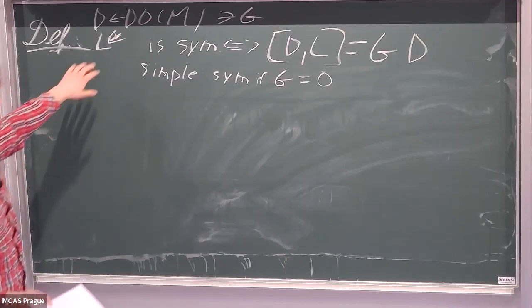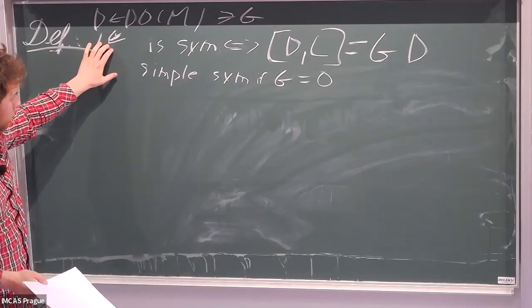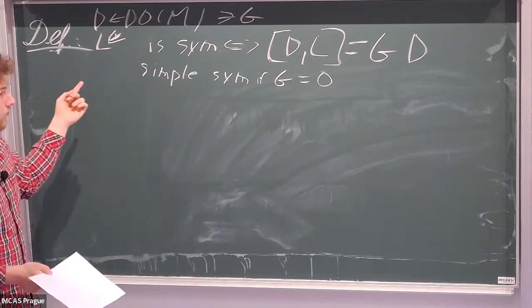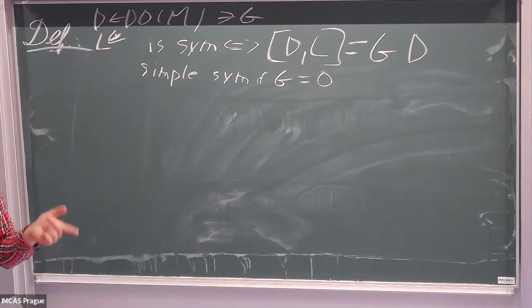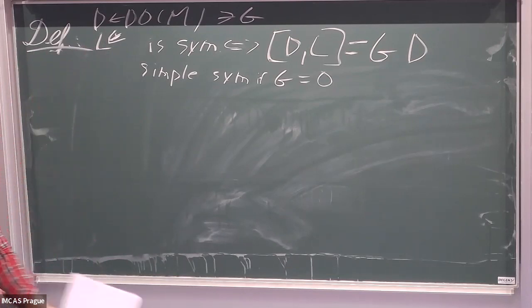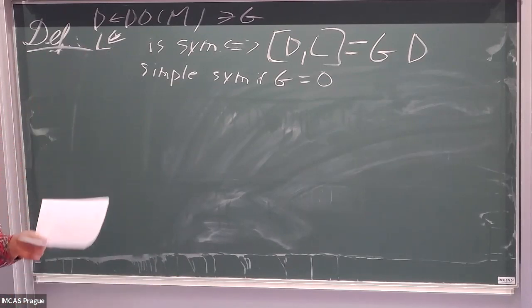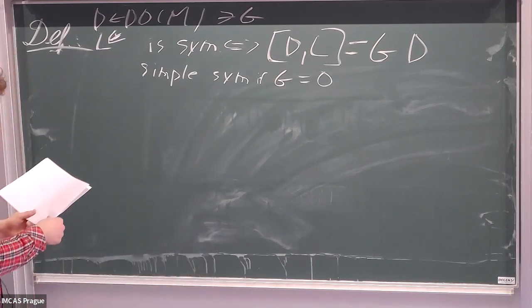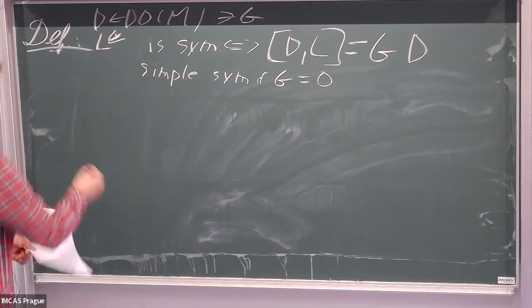You can show that all symmetry operators form a Lie algebra. It's not difficult. Also all operators of order one form a Lie algebra, but for higher orders it doesn't have to be the case because the commutator may increase the degree. So maybe just a few examples, maybe one.